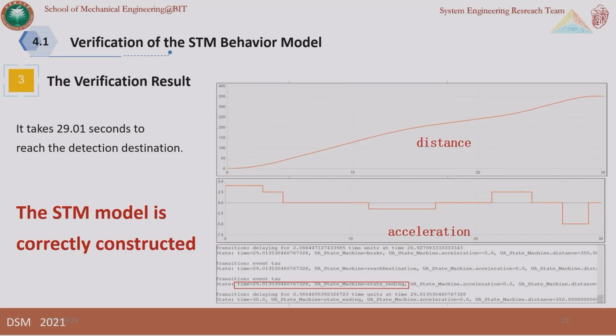Then the STM Karma model is compiled by the simulation compiler to generate a sim file. The generated sim file is executed by the hybrid automata solver, and the simulation results are shown in the following figure. We find it takes 29.01 seconds to reach the destination, which means the unmanned vehicle reaches the destination within 30 seconds. So the STM model is correctly constructed.